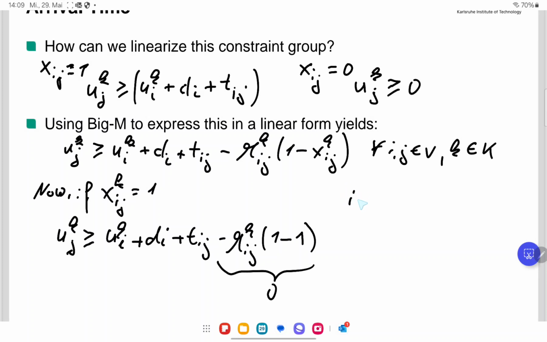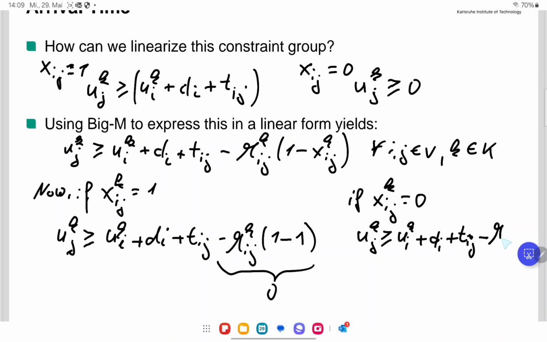Okay, so we have that as before, so everything is fine. And now if we don't choose this arc, if x_ij is 0, then we have our u_jk is at least u_i plus d_i plus t_ij minus M, and now it's 1 minus 0. Okay, so 1 minus 0 means we have here on that side minus some kind of capital, big M.